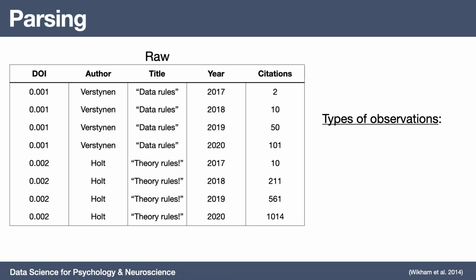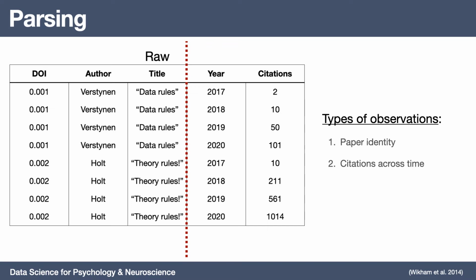Now, here, the types of observations that we have in this single data table are data about paper identity and data about citations across time. And what we want to do is parse, or disentangle, those into separate data tables. Essentially, we want to separate out the citations across time information from the information about the papers themselves.